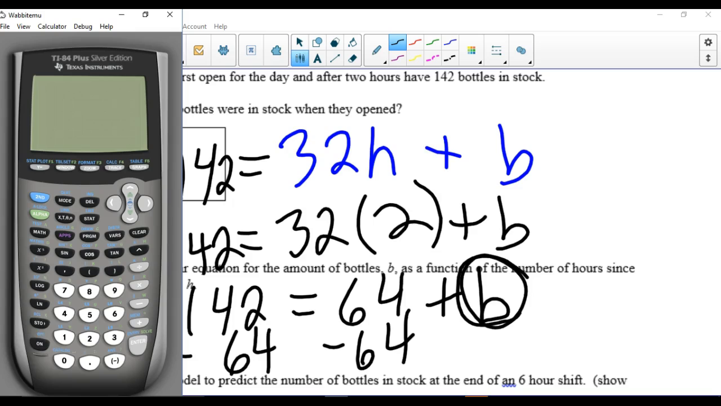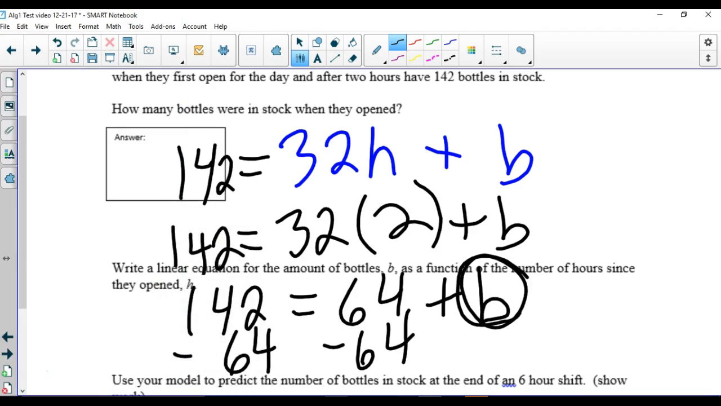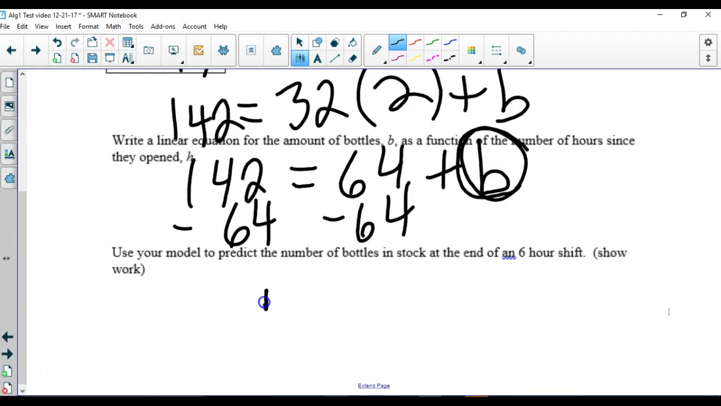So again, 142 bottles minus 64, because they only really produce 64 bottles in 2 hours. So now we know they started out with 78 bottles.